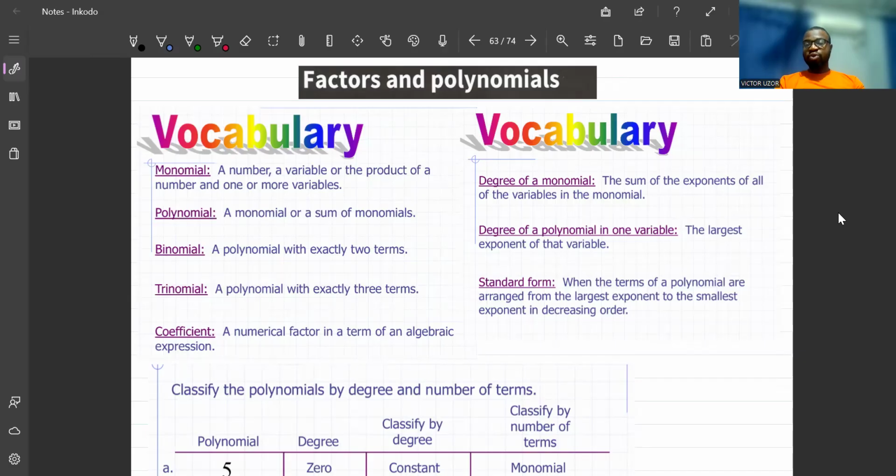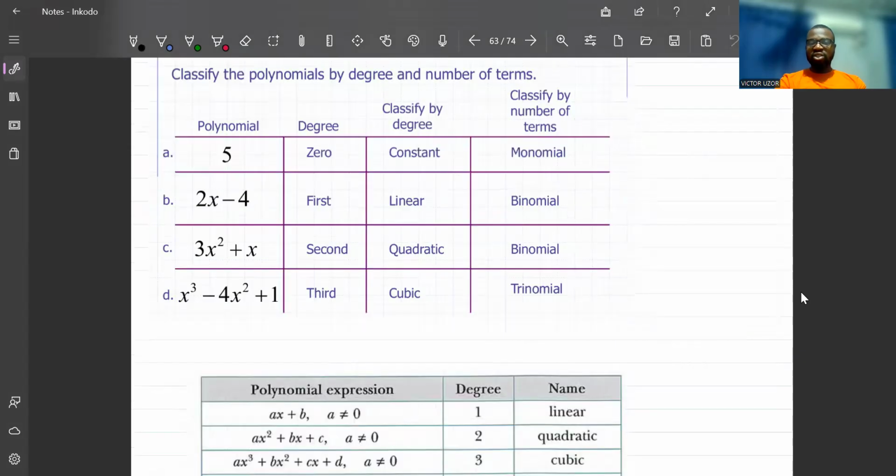The degree of a monomial is the sum of the exponents of all the variables in the monomial, meaning the sum, the addition of the powers. The degree of a polynomial in one variable is the largest exponent of that variable. So the largest number there is the degree of that polynomial. Then the standard form: when the terms of a polynomial are arranged from the largest exponent to the smallest exponent, in decreasing order, that is the standard form.